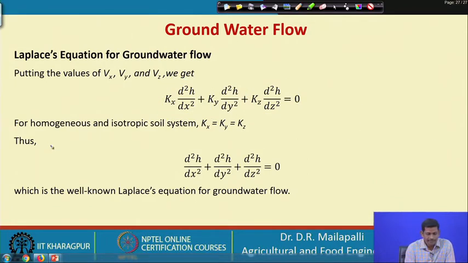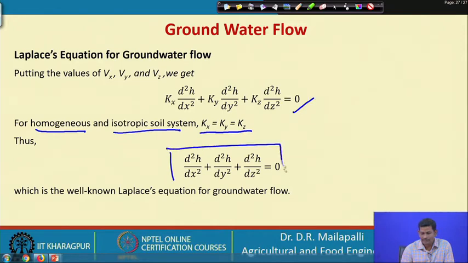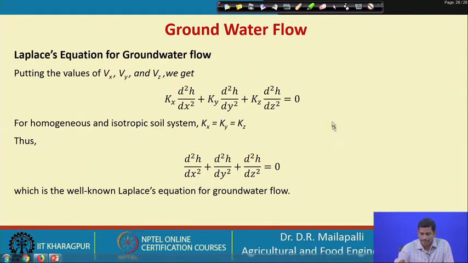For homogeneous and isotropic soils, Kx, Ky and Kz are equal, so the K term can be eliminated from the previous equation. Finally, this is the Laplace equation for groundwater flow under steady state condition.